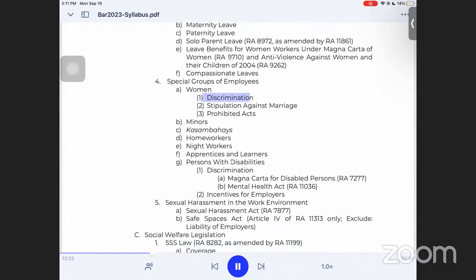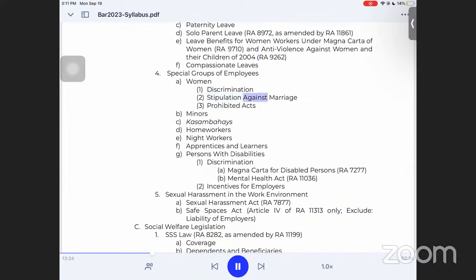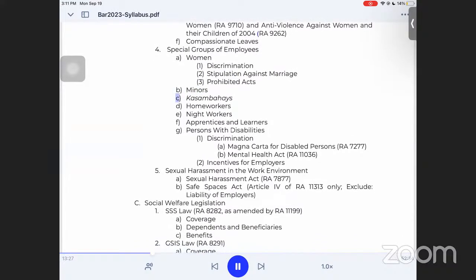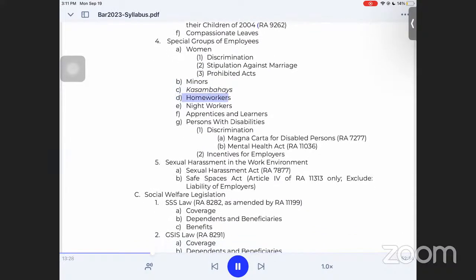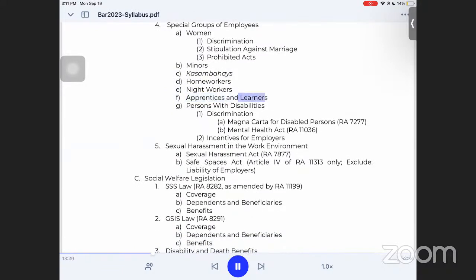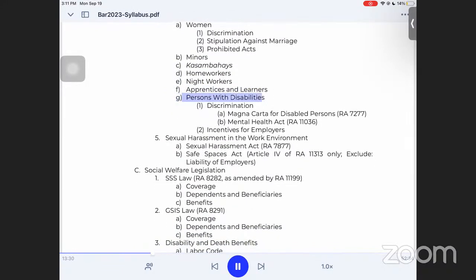4. Special groups of employees. A. Women. 1. Discrimination. 2. Stipulation against marriage. 3. Prohibited acts. B. Minors. C. Kasambahays. D. Homeworkers. E. Night workers. F. Apprentices and learners. G. Persons with disabilities.